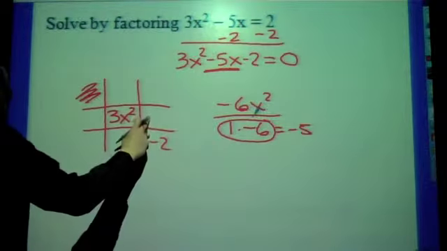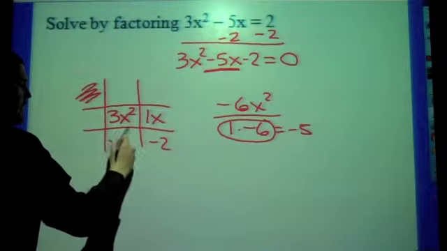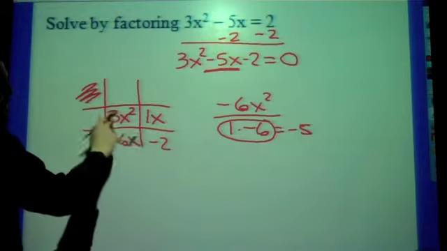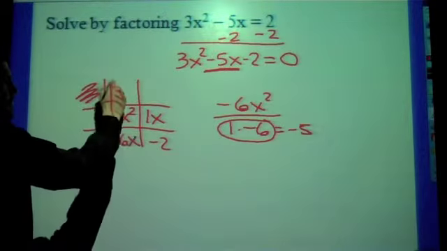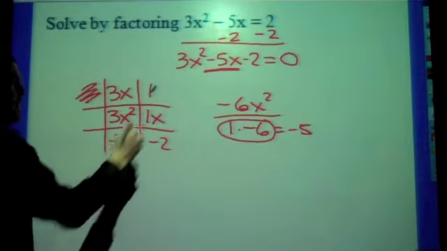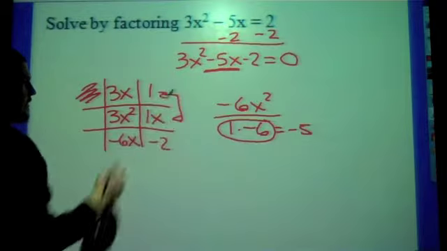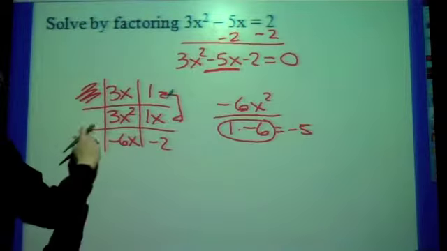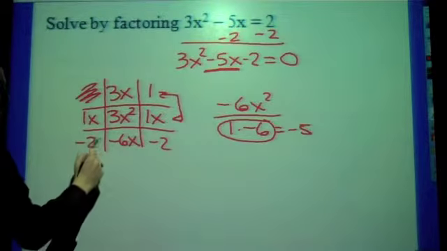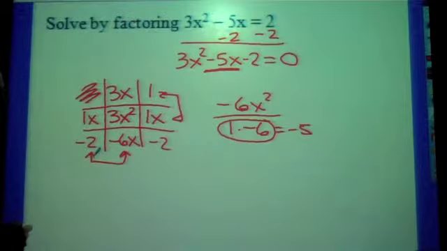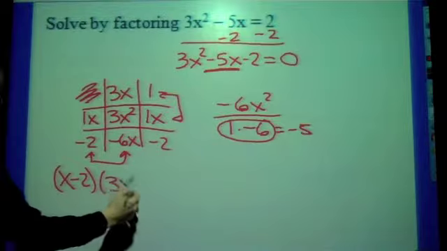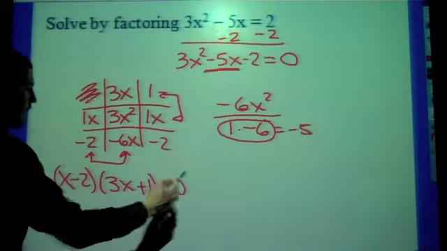Take my factors, put them in the tic-tac-toe board. 1x, negative 6x. Find the GCF of the columns going up and down. So 3x squared and negative 6x is going to be 3x. 1x and negative 2 is going to be positive 1. Remember, we just talked about this. These numbers right here have to have the same sign. 3x squared and 1x is going to be 1x. And negative 6x and negative 2 is going to be negative 2. And these numbers here have to have the same sign also. So that gives me x minus 2 and 3x plus 1 equals 0.